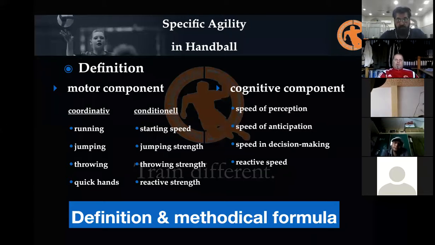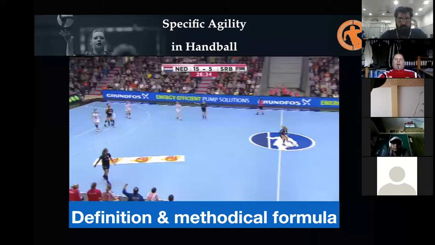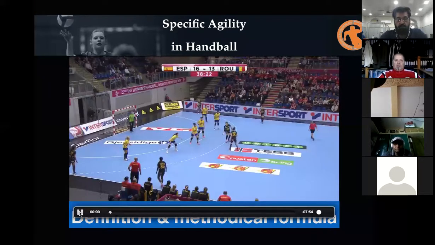Now, to give you some ideas and to show you what is happening, I have some video from a women's competition in 2015, and you can see how the idea of specific agility is worked out by those players. So let's see how they move and what is happening here.